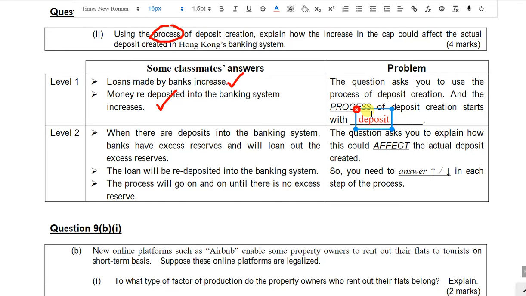And some of you know that you need to write down the process, and that's why you start from the deposit, right? You have the deposit, banks have the excess reserve, and then we have the bank notes, and afterwards we deposit, and the process goes on and on until there is no excess reserve. You write down the whole process in your mock practice. I will say this is only a level 2 answer. You could write down the whole process. However, you haven't actually answered the question.